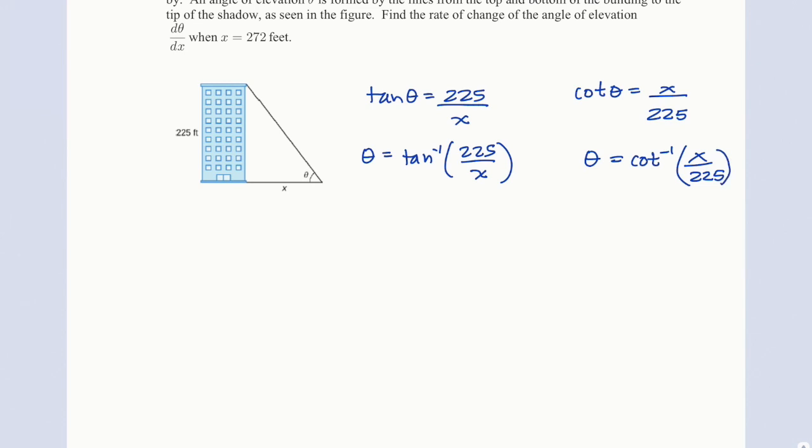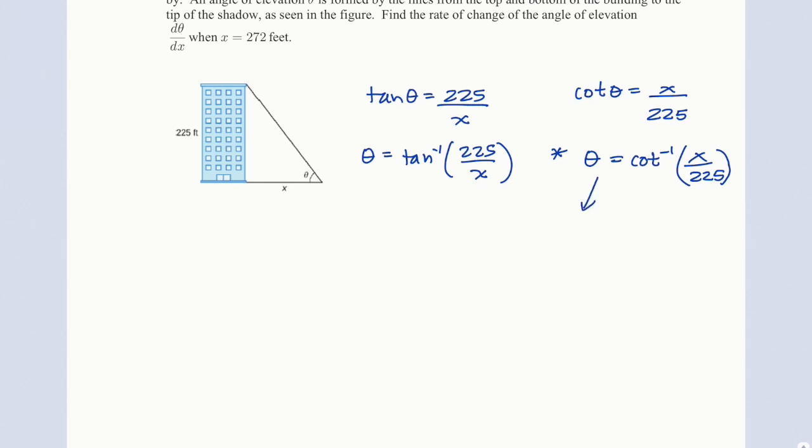Either of these are going to require the chain rule when we do the derivative. And so what I'm thinking is I would rather do the derivative of x over 225 than the derivative of 225 over x, just because that's going to get a little more complicated because I'll have an x to the negative 2, and the derivative for x over 225 is pretty straightforward. So I would choose this one, but really either way is totally fine.